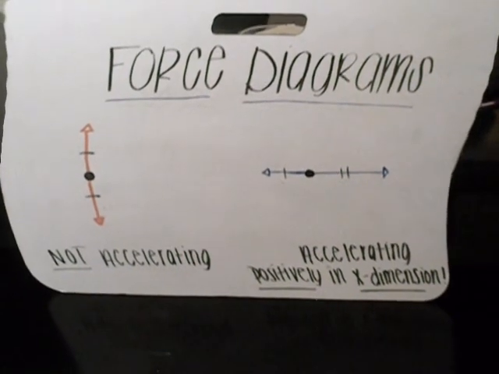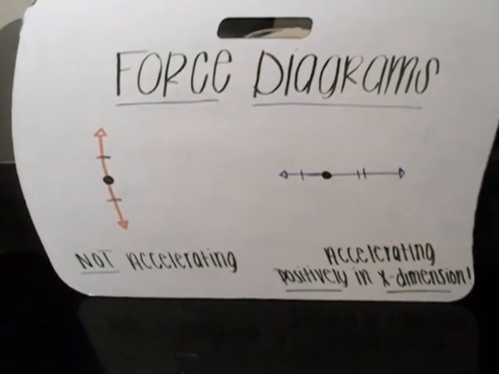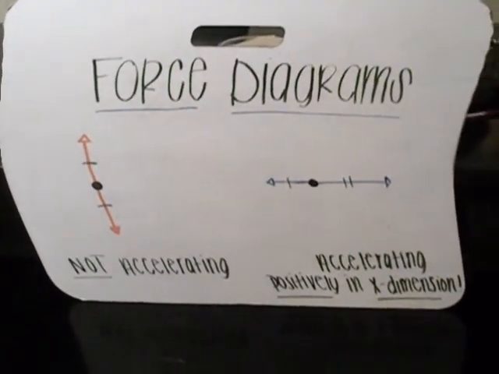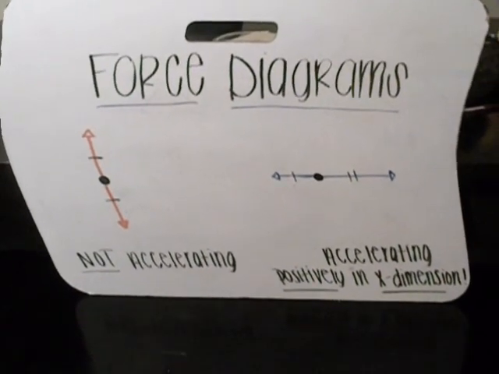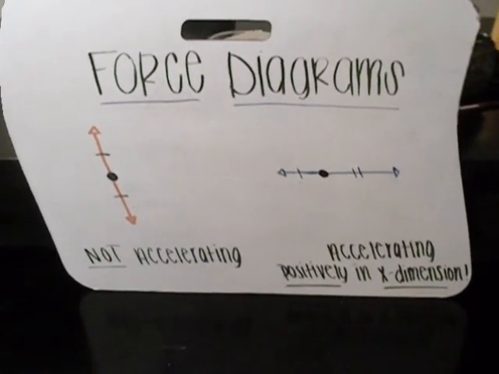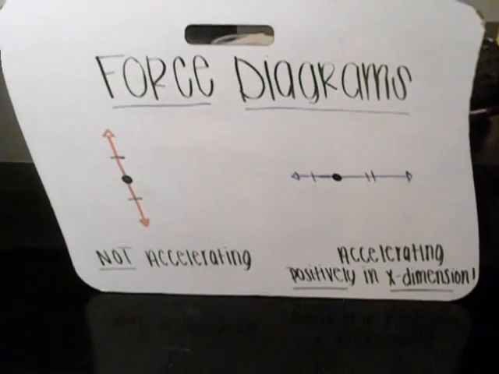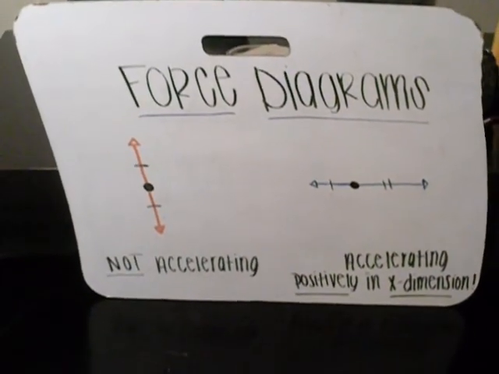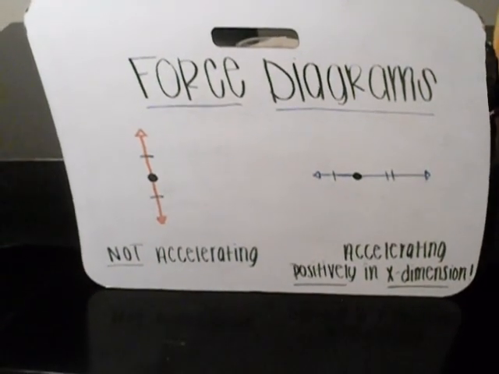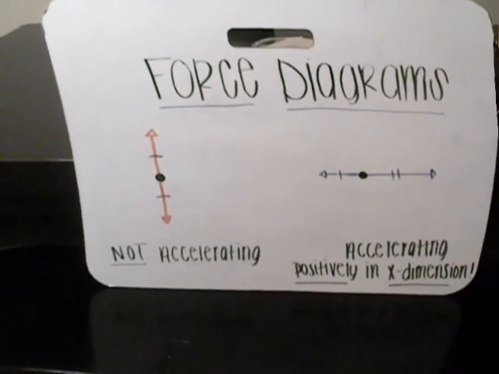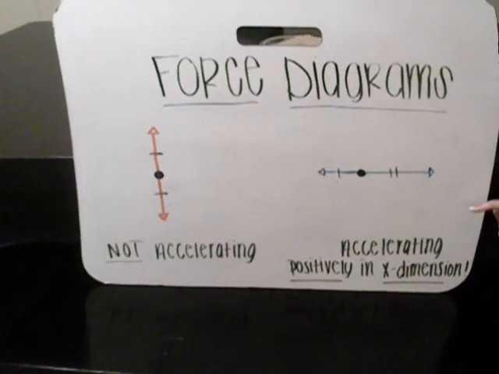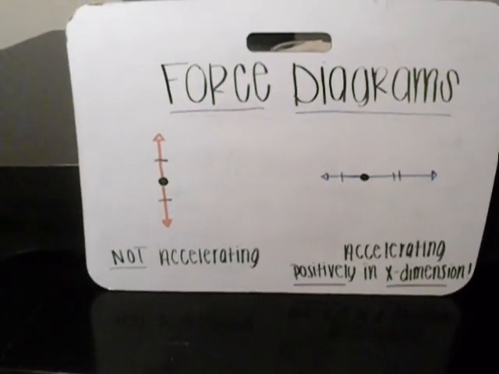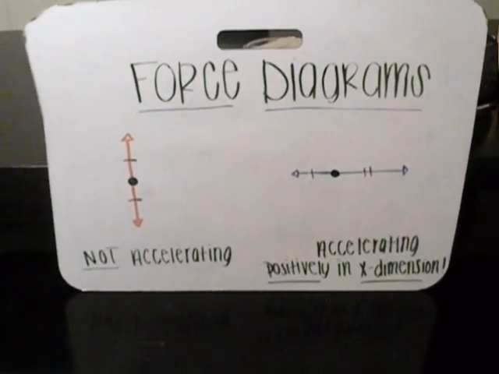When forces are unequal in a dimension, the object is accelerating in the direction with greater force. This also means that velocity is not constant. In addition to equality marks, the vector with greater forces should be drawn longer than the other vector, as seen in this example. The object is accelerating positively in the x dimension.